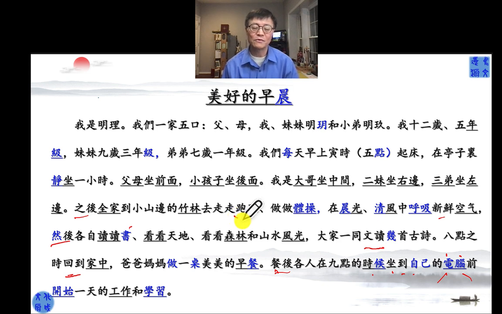之后全家到小山边的竹林去走走跑跑, you can use a semicolon here, 做做体操, 在晨光清风中呼吸, breathing, fresh, 新鲜空气, 然后各自读读书, 看看天地, 看看森林和山水风光, 大家一同文读几首古诗, 8点之时回到家中, 爸爸妈妈做一桌美美的早餐, 餐后个人在9点的时候坐到自己的电脑前, 开始一天的工作和学习, 学习, study, 工作, work, that's for parents, that's for kids.